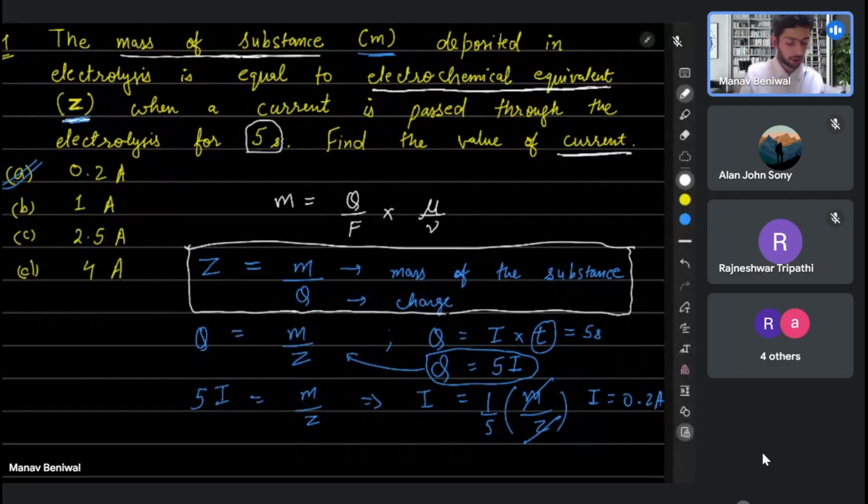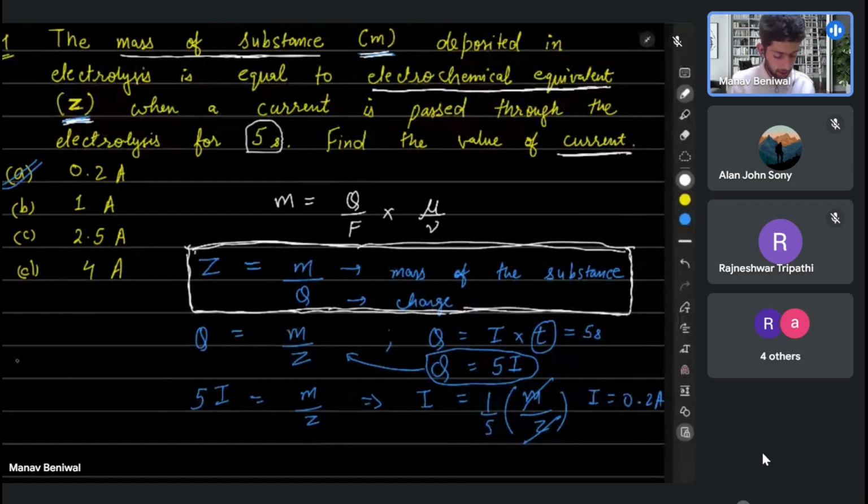Okay. So the question says that we are depositing some substance. And the mass which is deposited is denoted by small m. And this is equal to electrochemical equivalent Z here. Okay, and the current is passed for 5 seconds, correct? Now this electrochemical equivalent Z, which you can see here, is defined as the mass of substance deposited per unit charge. Okay, let's say you have an electrode here.